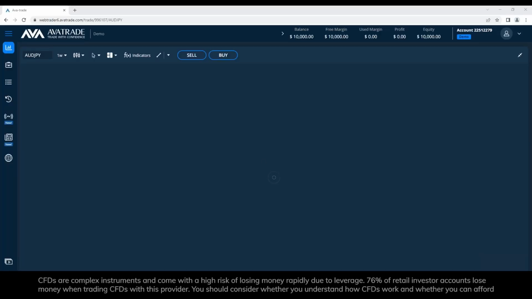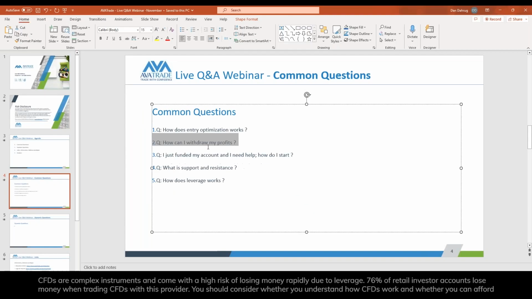Yeah, so let's just carry on. I think this is pretty simple. There is no need to delay. Let me just switch back to the demo account. Okay, there we go. That's regarding that question, how can I withdraw my profits? So simply log into AvaTrade.